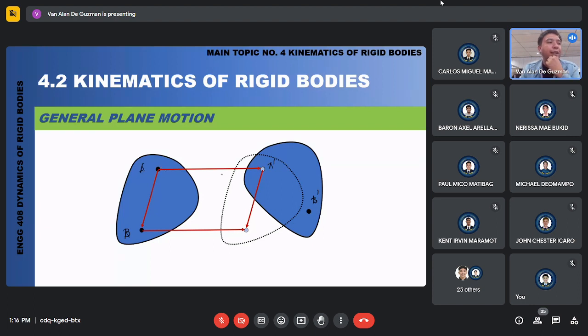Ano yung sukat natin dyan kanina na binigay? From A to A prime, this one is simply DRA. This one, since translation po tayo dito, ano po yung magiging value dito? So that is the same as this value. Yun po yung sinabi natin for the definition natin ng translation. So DRB, pero siya ay equal dito sa DRA.